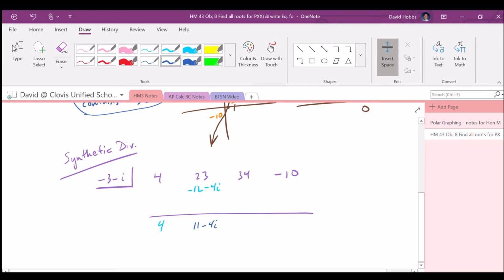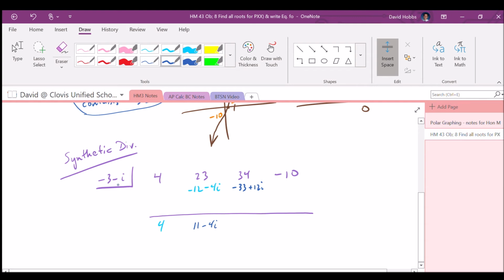And I know you're going, well, that wasn't bad. So yeah, and it wasn't. But next we have to do -3 minus i, the number in the box up here, times the number below the line. So now I recommend it's like a binomial times a binomial. So I would recommend distributing the -3 first. So -3 times 11 is -33. And I'm going to put both of these in the top line right here. So -3 times -4i is positive 12i.